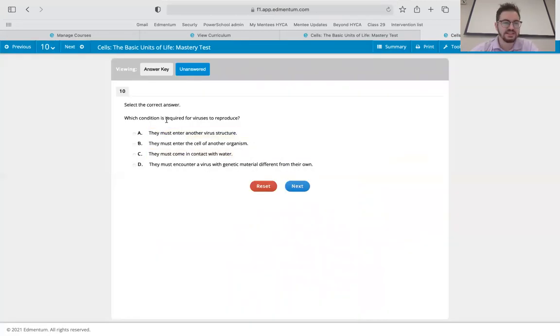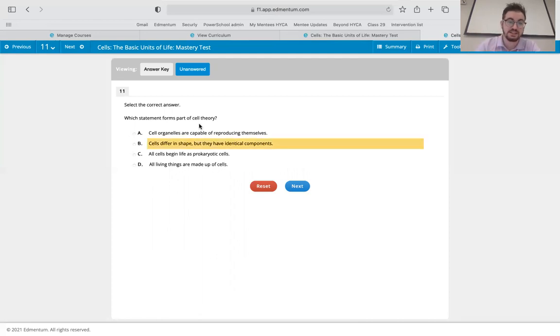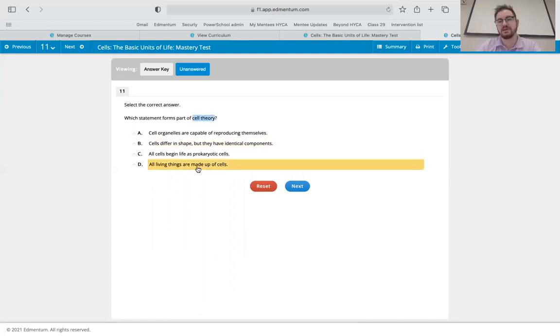Okay, which condition is required for viruses to reproduce? Okay, viruses, we talked about it in the other video. They must enter the cell of another organism. They need our cells. Okay, which statement forms part of cell theory? Cell theory, big definition here. All living things are made up of cells. Very important thing to know.